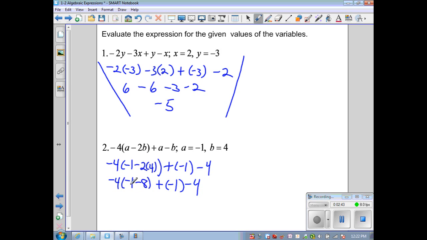Again, simplify inside the parentheses: negative 1 minus 8 is negative 9, minus 1 minus 4. Negative 4 times negative 9 is 36, minus 1 minus 4. And then now we just add or subtract depending on our signs. 36 minus 1 is 35. 35 minus 4, our answer is 31.